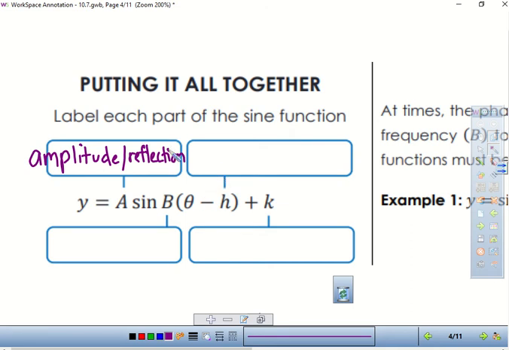So it's a reflection if the A value is what? Opposite of positive. This is negative. If your A value is negative, it's also reflected. This is your phase shift. So if you want to write left is plus and right is minus, feel free to add that in. It's up to you.